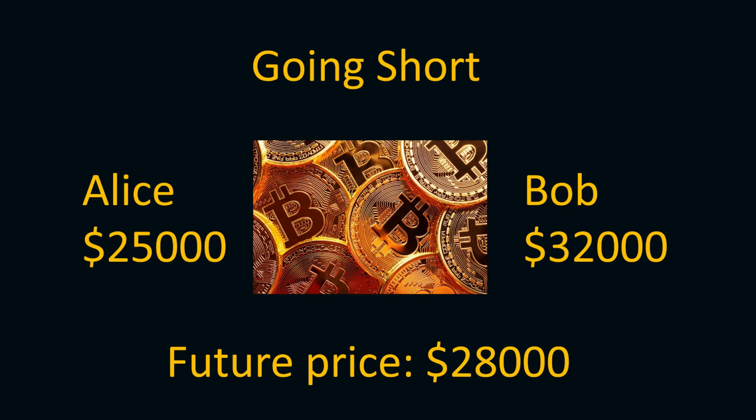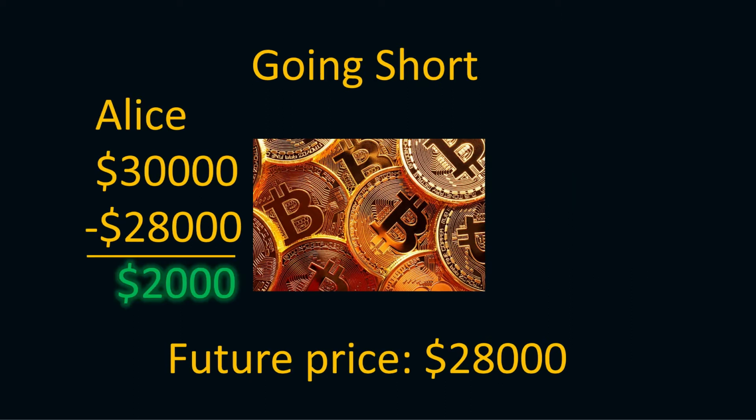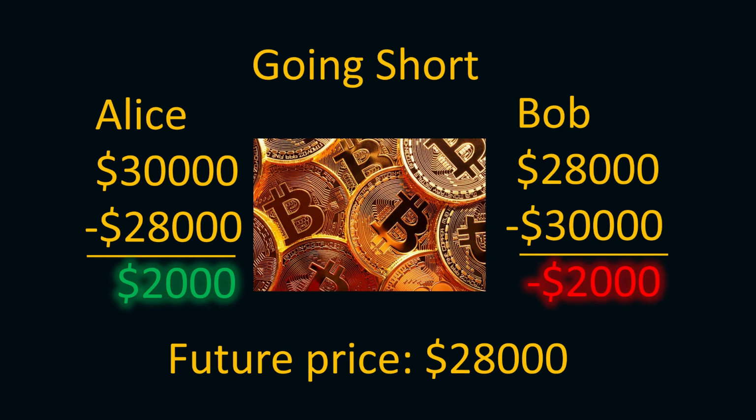So Bitcoin falls to $28,000 and Alice gets to sell Bob a $28,000 Bitcoin for $30,000. She makes $2,000. Bob, on the other hand, has to buy a $28,000 Bitcoin for $30,000 and he loses $2,000.